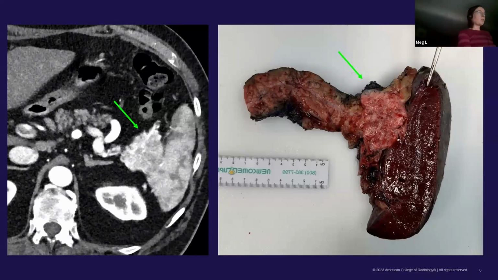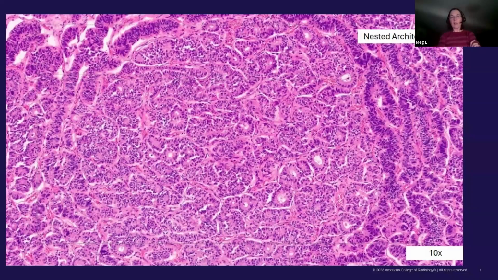This was a sort of fleshy, whitish, pink mass. It was adherent to the spleen. And you can see that on the gross specimen, it appears very different from the background splenic tissue. On H&E, you can see this nested architecture to the cells, which is classically described in neuroendocrine tumors.